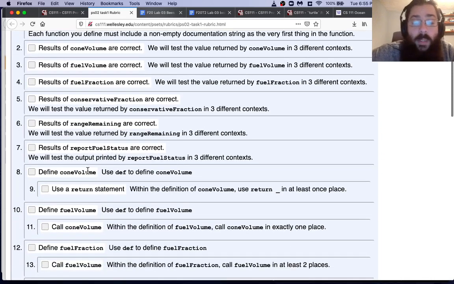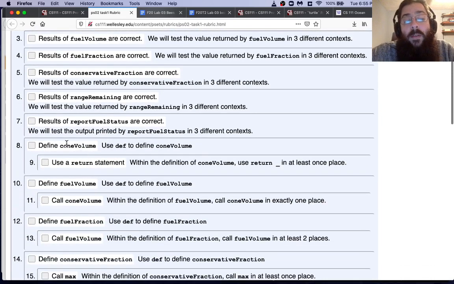Okay, more core goals here: you better define the cone volume function, right? So this is not does it work, but did you define it? And then our only requirement for that function is that you must use a return statement. That's really just a hint. You're going to need to return in almost all of these, except for your report fuel status function, for them to work correctly in any case.